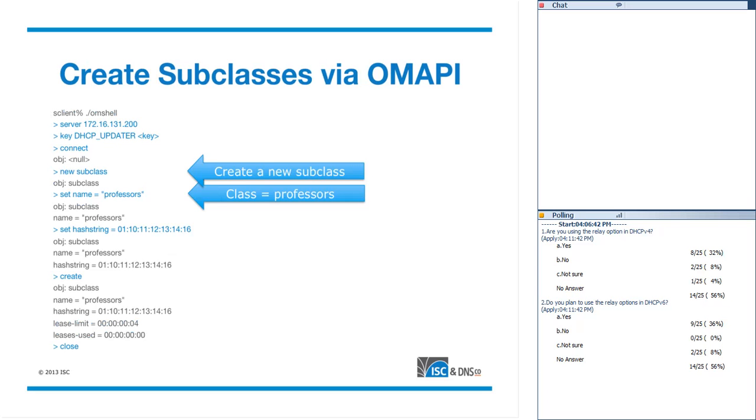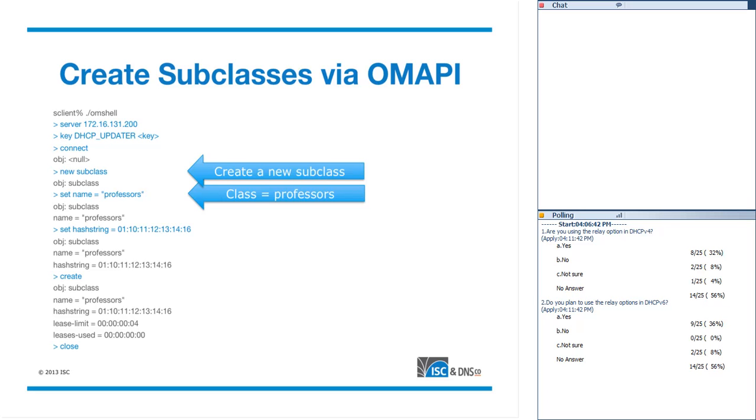Those of you who use OMshell probably understand that it's a little bit weird, but it does some odd things. So the first thing you do is you connect up, then you create a new subclass on the local OMshell side. Then you start filling things in. In particular, you set the name, which means you're choosing the class that you want this to be in. For this example, we're choosing the professor class. Then you set the hash string, and this is saying that this is the subclass that I want it to be. So this has all made the object on the OMshell side.